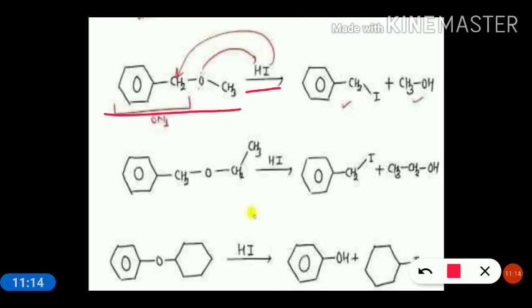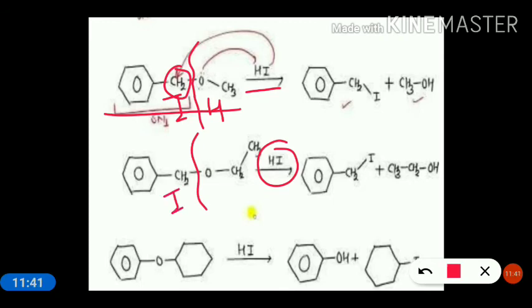So when HI is added, the cleavage of the bond will be from the benzylic carbon side, and I will be added here and H will be added here, and it follows the SN1 mechanism. In the second case, again benzylic carbon, here also benzylic carbon, so alkyl halide here and hydrogen here.